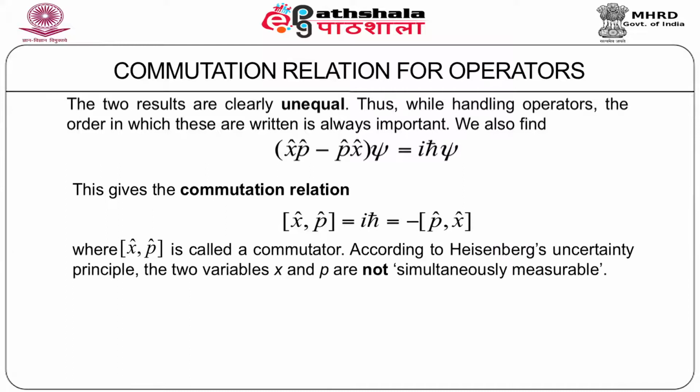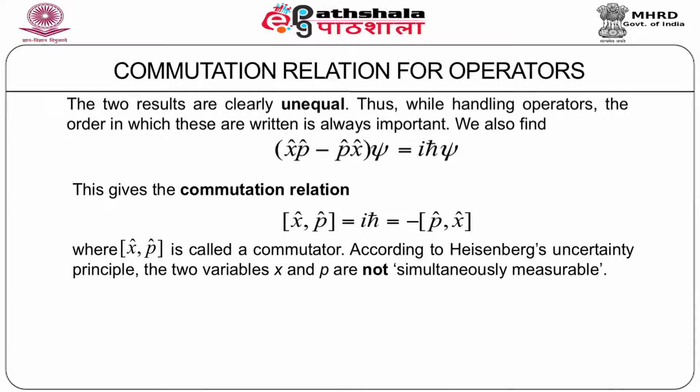According to Heisenberg's uncertainty principle, the two variables x and p are not simultaneously measurable. We have learned Heisenberg's uncertainty principle, and there we found that you cannot measure the position and momentum of the electron simultaneously. And here we find that these two variables do not commute.